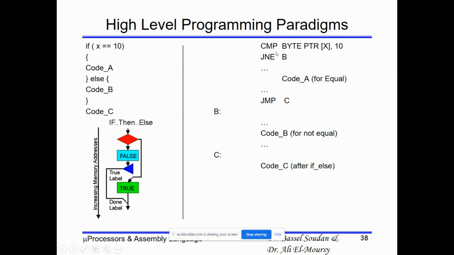So if they are not equal, I will go to the code for B. If they are equal, I will go directly to A. That means the jump will not be executed and A will be performed. After code for A, I will not execute B. I will go to C. So when I finish A, I will jump directly to C. If I go to B, I should execute B, then C.